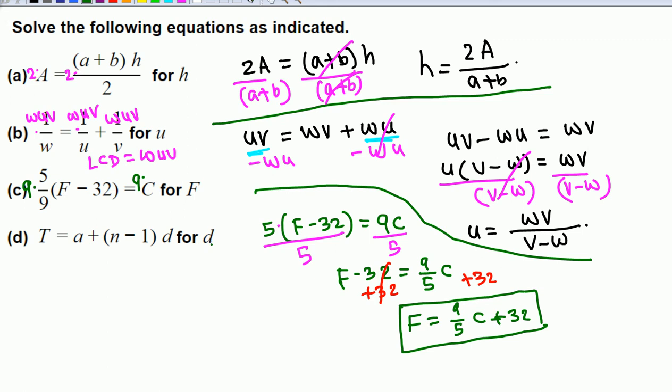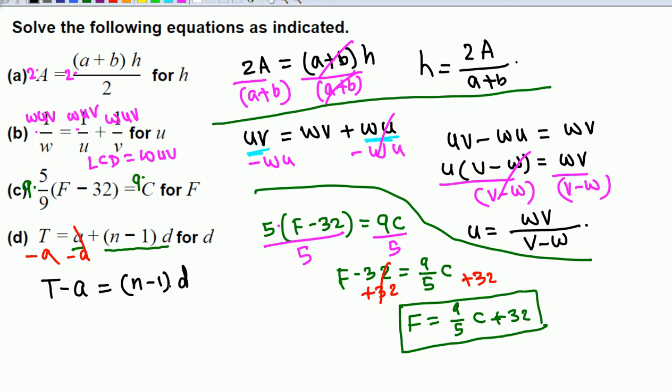In any case, we need to isolate d. So a plus n minus 1 times d. There are two terms, a and n minus 1 times d. So let's move a to the left side. Subtract a from both sides. Okay, subtract a from both sides. We get t minus a equals n minus 1 d.